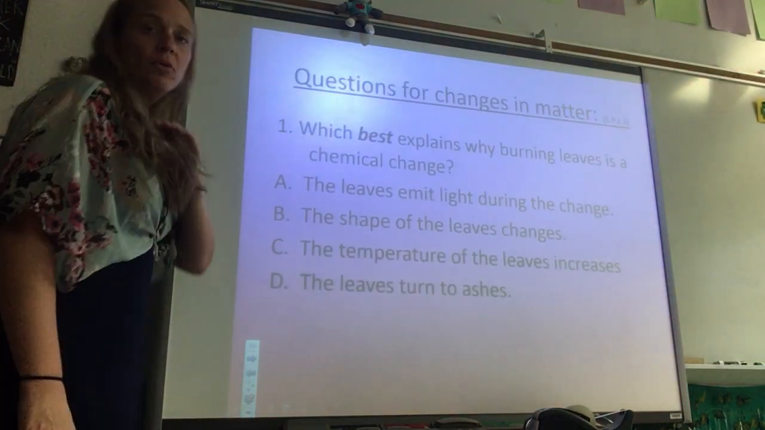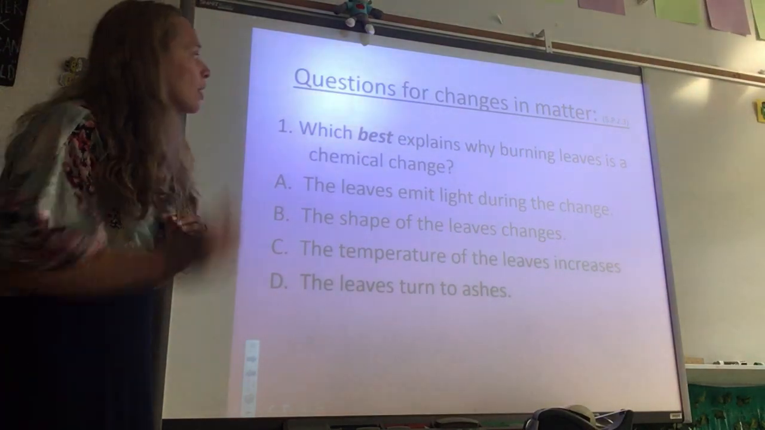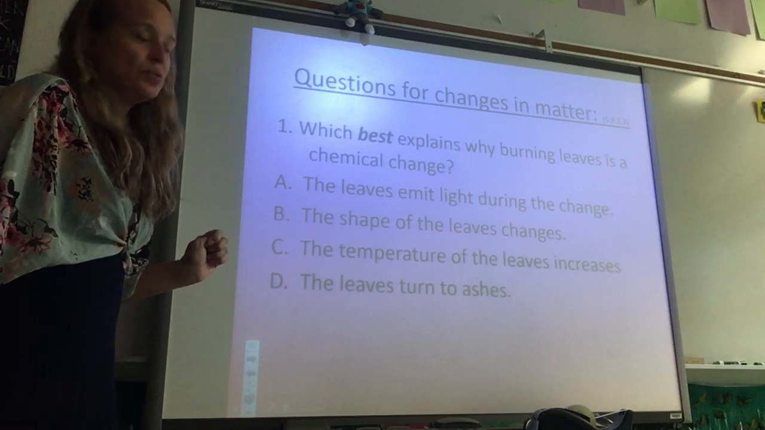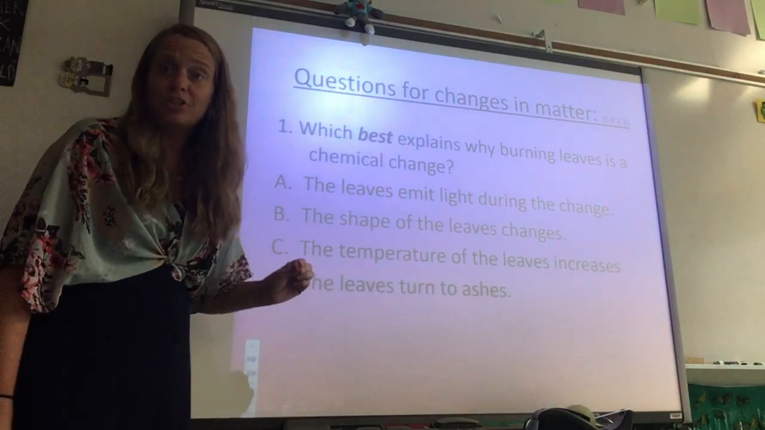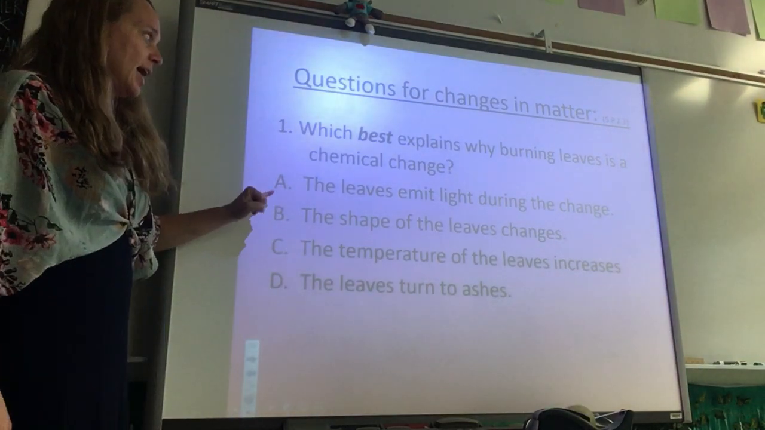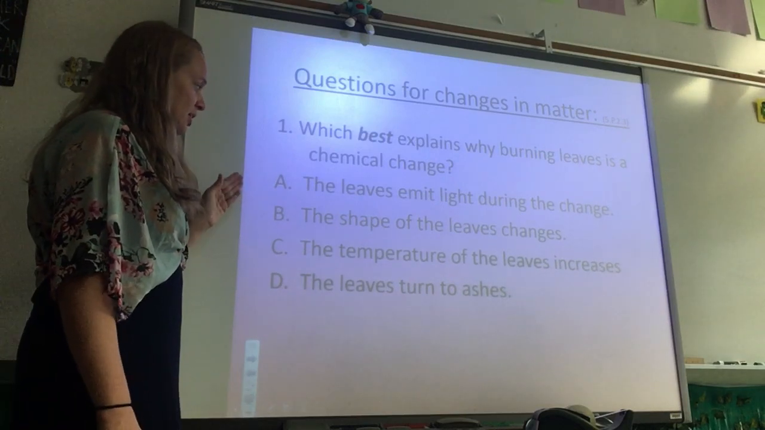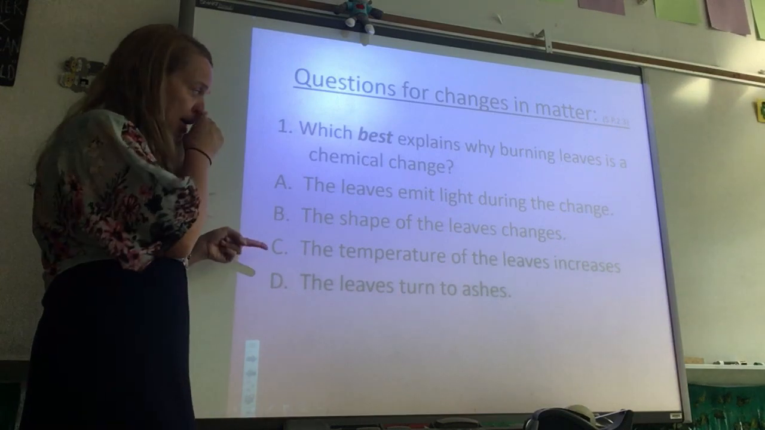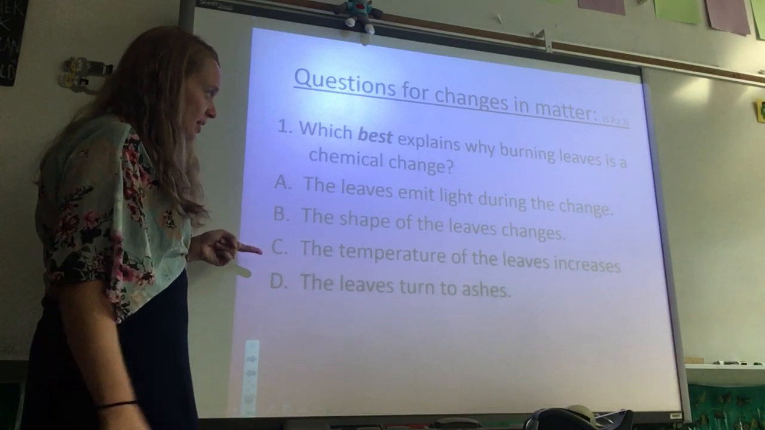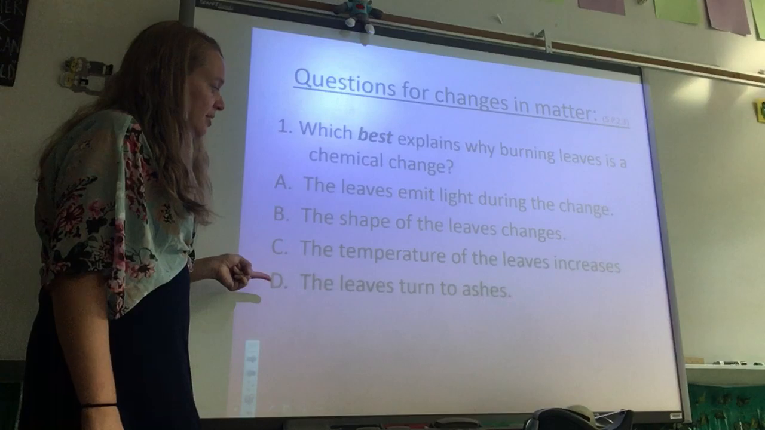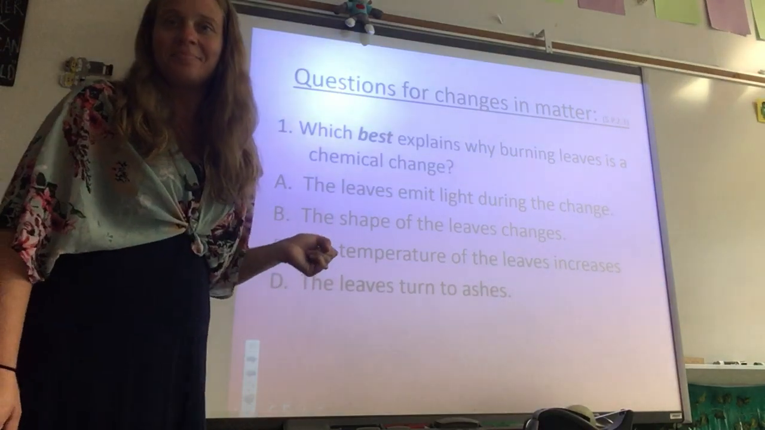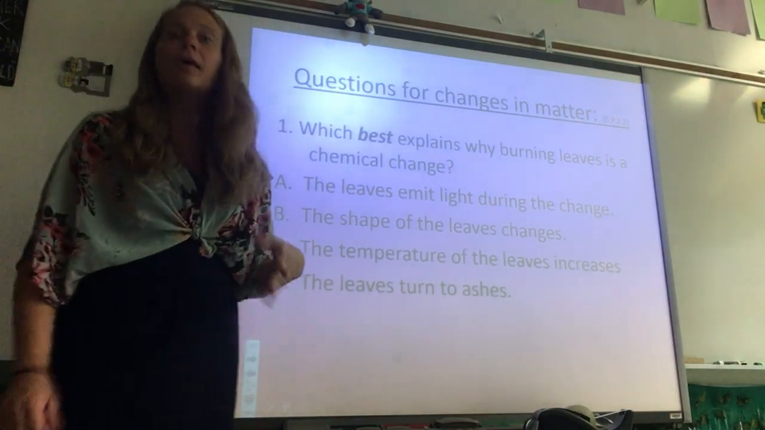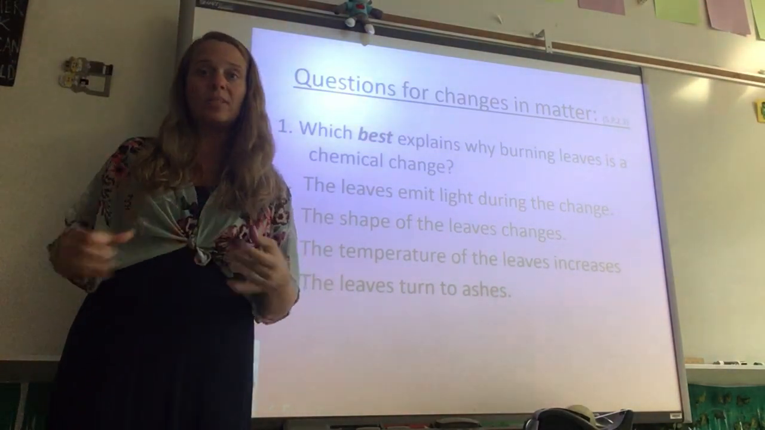All right, we'll just do a couple practice questions here. Which best explains why burning leaves is a chemical change? A, the leaves emit light during the change. B, the shape of the leaves changes. C, the temperature of the leaves increases. Or D, the leaves turn to ashes. The best answer for this would be D, the leaves turn to ashes, because ash is a new substance that wasn't there before.